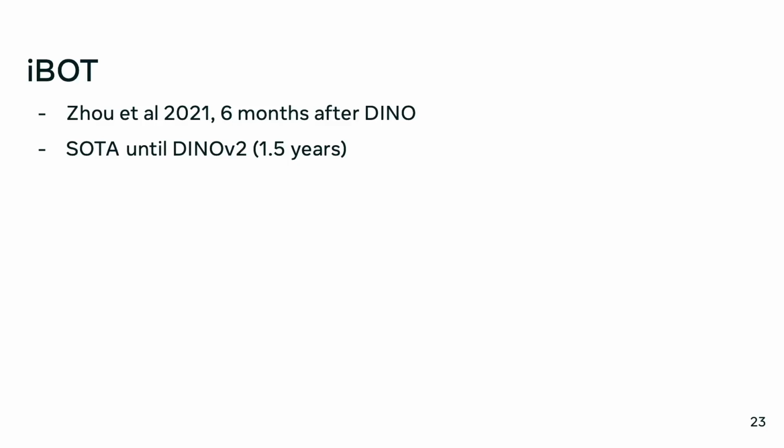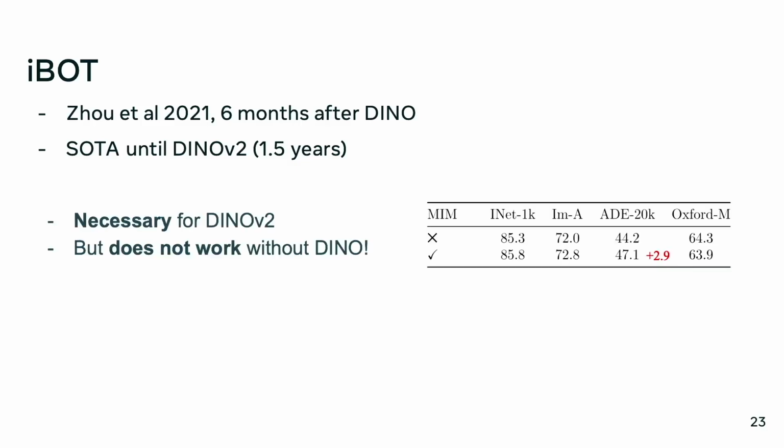iBOT was introduced six months after DINO, in a paper by Jinghao Zhou from ByteDance. It was really good in terms of numbers. It was not very well known, probably not well marketed or whatever, but it was pretty good in terms of numbers, quite SOTA on the benchmarks it was targeting. In DINOv2, this iBOT loss was necessary. What do I mean by that? If we don't use iBOT, we just don't get the same numbers. Especially look at segmentation on ADE20K. You have a pretty big boost by using iBOT. We tried just removing it and getting the same numbers any other way. It just didn't really work.